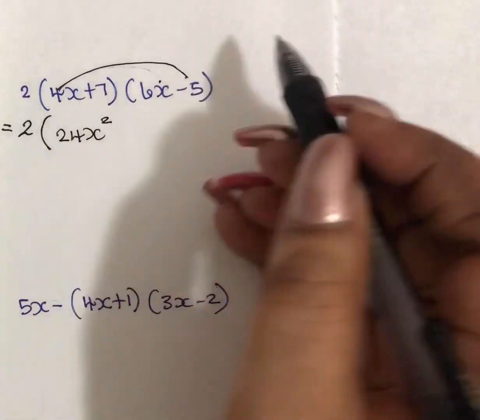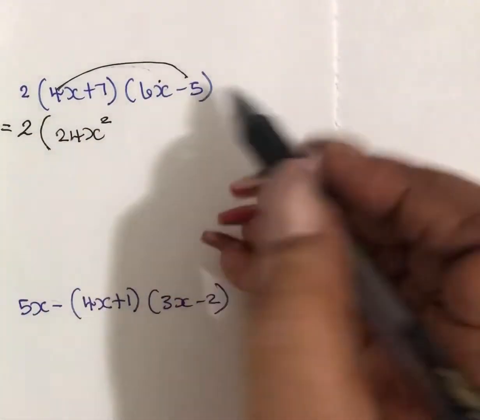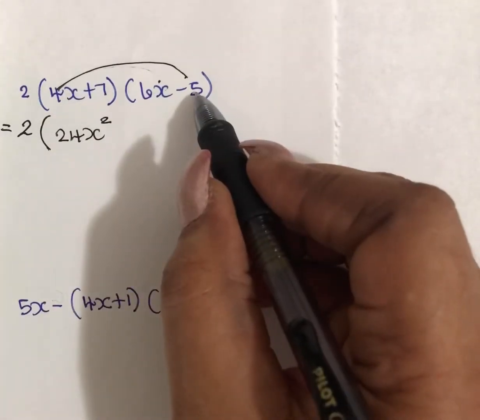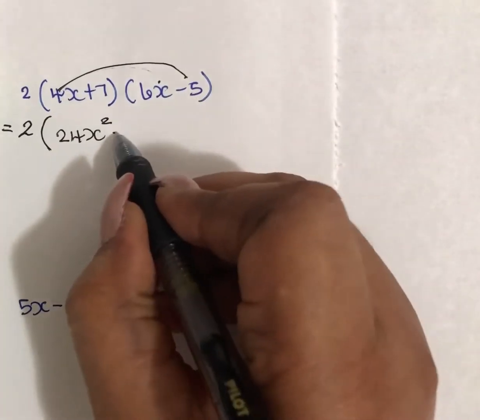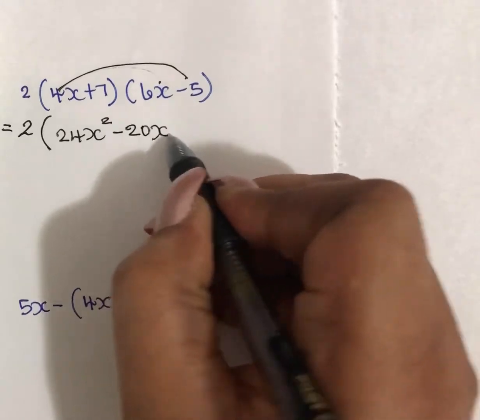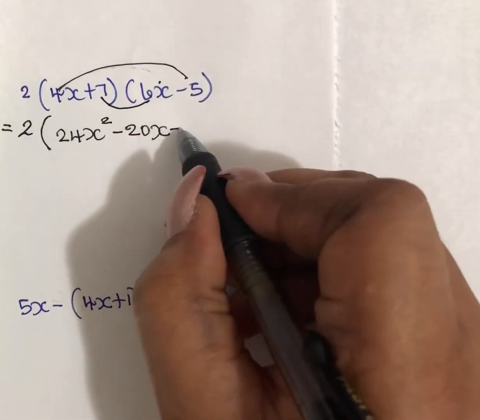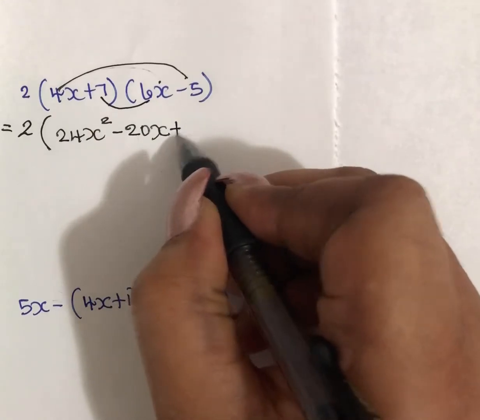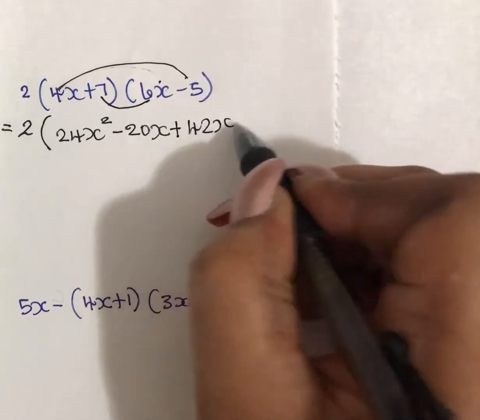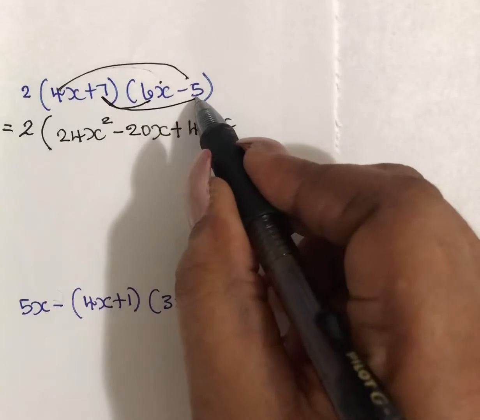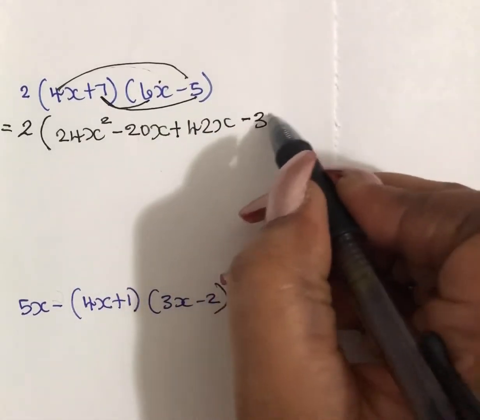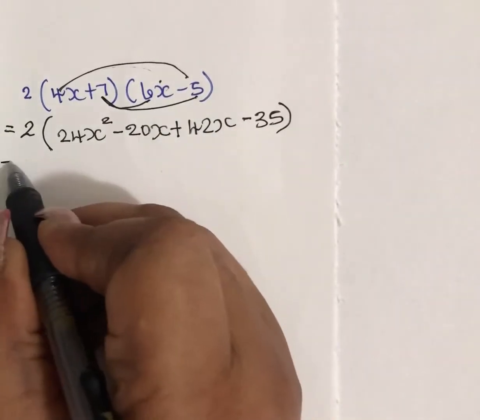First with the last, 4x multiplied by negative 5 is negative 20x. Then we have 7 times 6. Both of them are positive, so we will have a 42. And then 7 by negative 5 will give us negative 35.